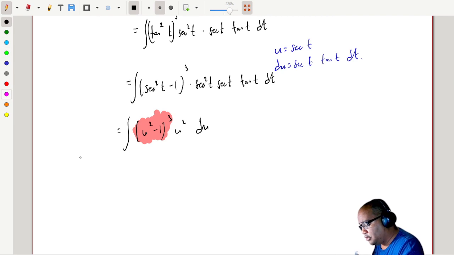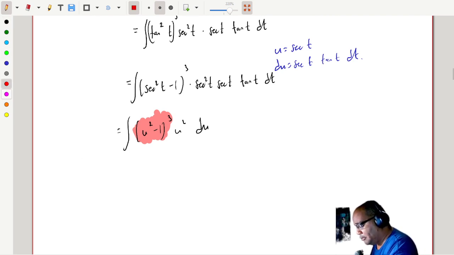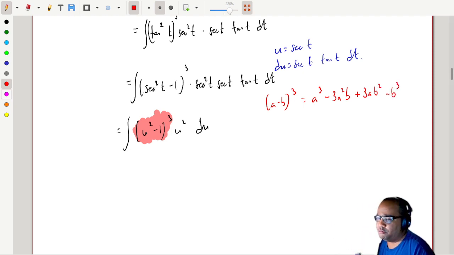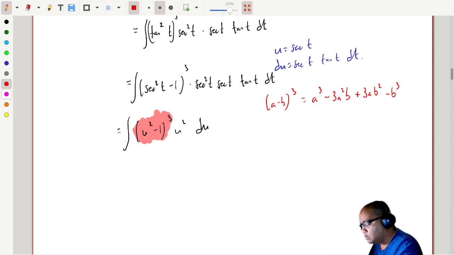I'm just going to state the results here without proof, but I'll write the pattern here. The pattern for a minus b cubed is a cubed minus 3a squared b plus 3ab squared minus b cubed. This is from the binomial theorem. Check your college algebra references for that. You can definitely verify this in many ways.